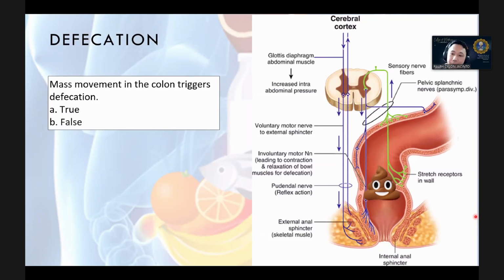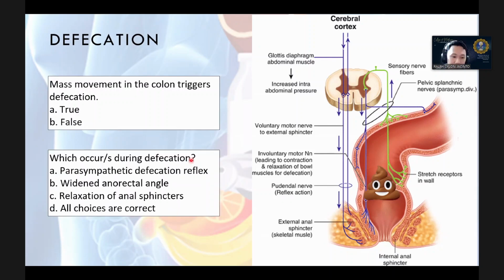Okay, next. May next question pa ako. So which occurs during defecation? Wait lang ah. Launch ko lang yung... Ay, wait lang. Ayan. So which occurs during defecation?